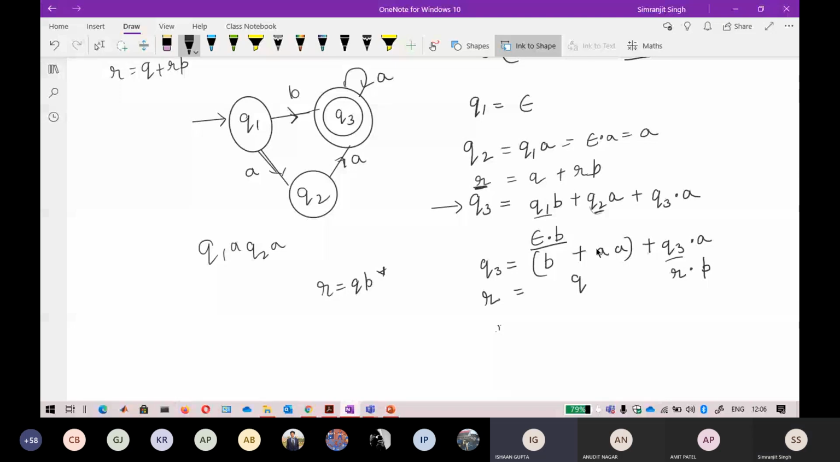When we replace the right hand side R with Q plus RP like that and so on, won't we get Q star? So yes, just replace the right hand side R with Q plus RP. This one, right hand side, R with Q plus RP. Okay.